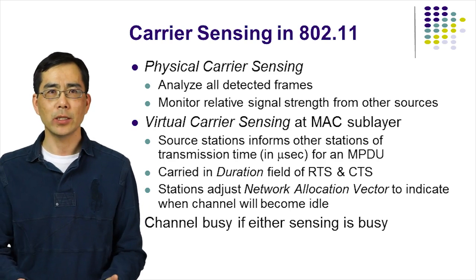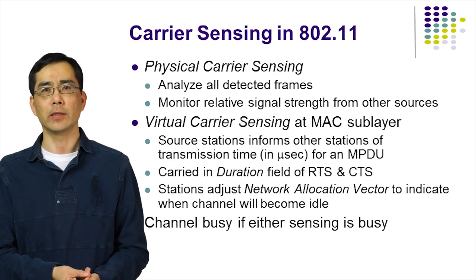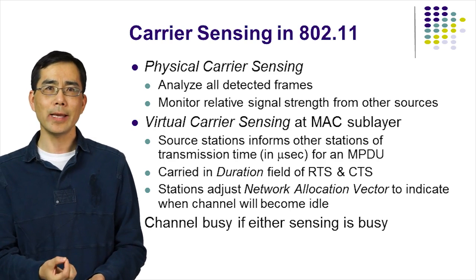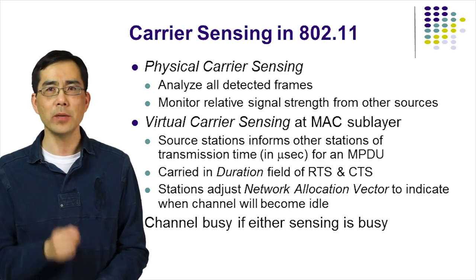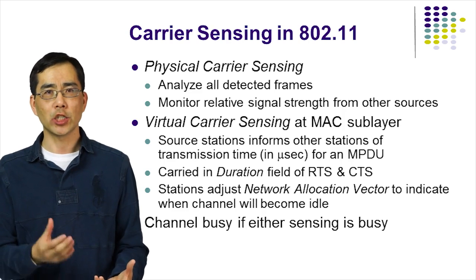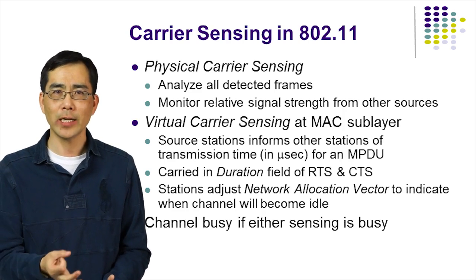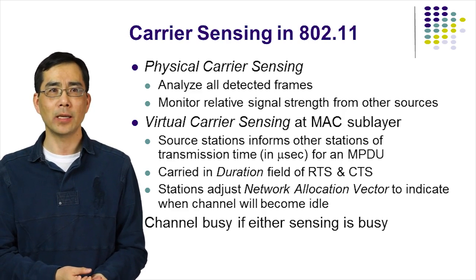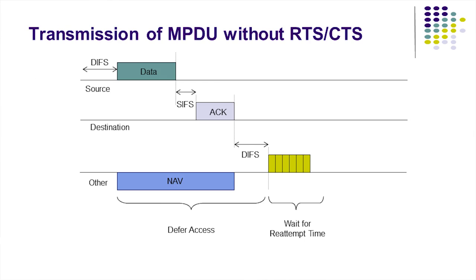The source station also sets the duration field in the MAC header of the data frames or in the request to send and clear to send control frames. All stations adjust their network allocation vector to indicate when the channel will become idle. In practice, stations can choose to never use RTS and CTS, particularly if the data frame size is small and the communication medium is lightly loaded.